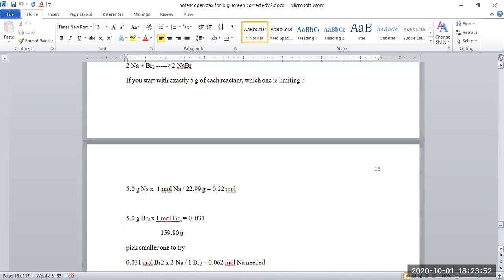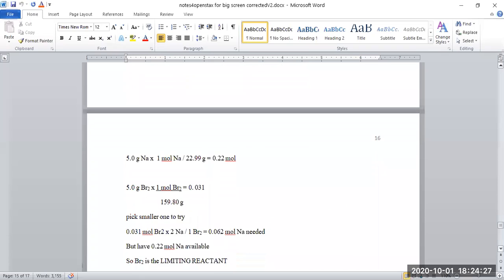5 grams of sodium. Sodium weighs 22.99 on the table. I have 0.22 moles of it. 5 grams of bromine. Bromine weighs more. Even one bromine weighs 79. 2 of them weigh 159.8. I have 0.031 moles. I need to test it because this is not a 1-to-1 ratio. I need to test it to make sure which one I think I'm going to run out of.